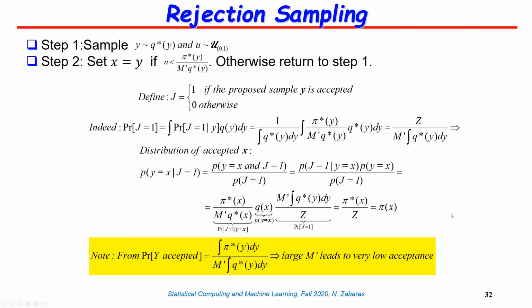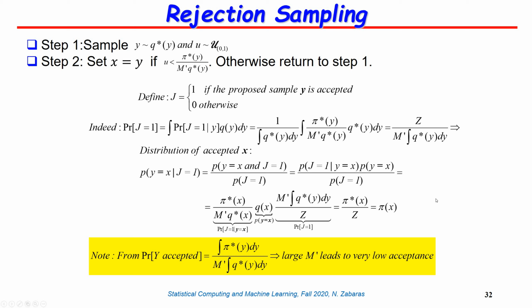So that's the end of the proof of the algorithm, and I summarize the intermediate result that we got in this derivation: the probability of y accepted is given by the normalization factor of pi divided by m prime times the normalization factor of q. And I remind you that if this constant is very large, so if you have done a very bad design of how you dominate the distribution pi by selecting a very big m prime, then the higher m prime is, the lower the probability of acceptance. So most of the time you'll be rejecting the samples, so that is not going to be an efficient algorithm.